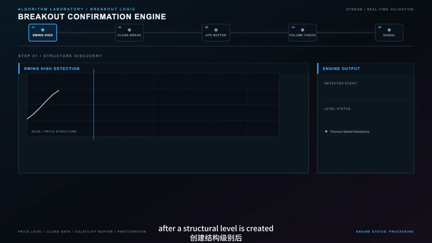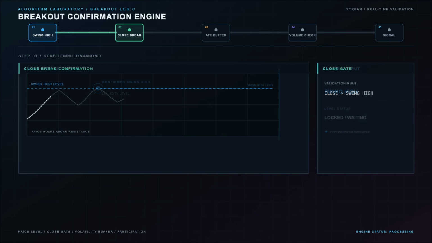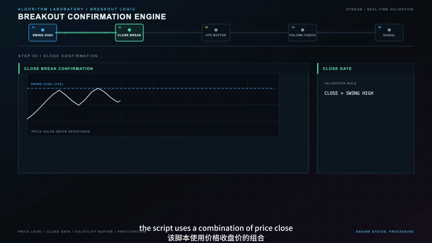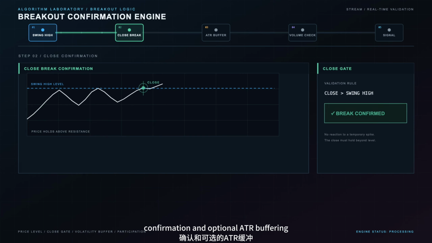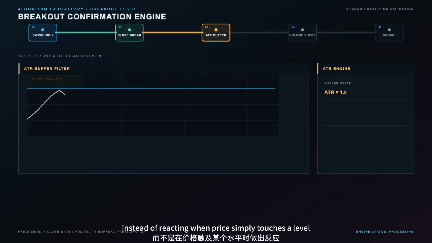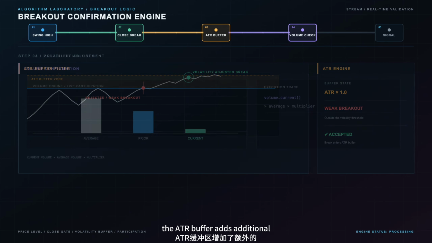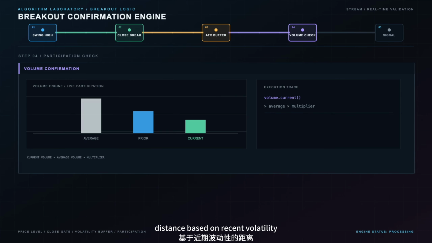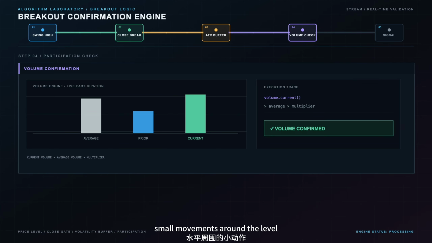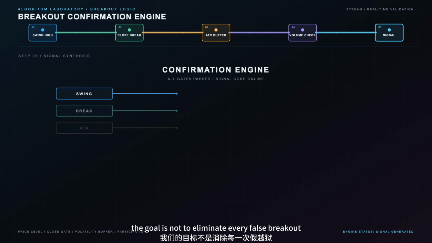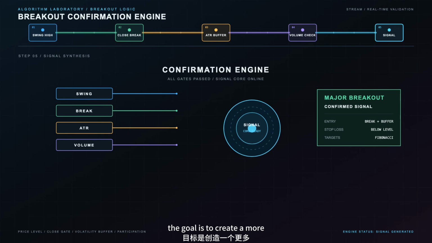After a structural level is created, the next question is: when does the indicator consider that level broken? The script uses a combination of price close confirmation and optional ATR buffering. Instead of reacting when price simply touches a level, the system waits for the candle to close beyond the swing area. The ATR buffer adds additional distance based on recent volatility. This helps reduce signals caused by very small movements around the level. The goal is not to eliminate every false breakout. The goal is to create a more structured breakout condition.